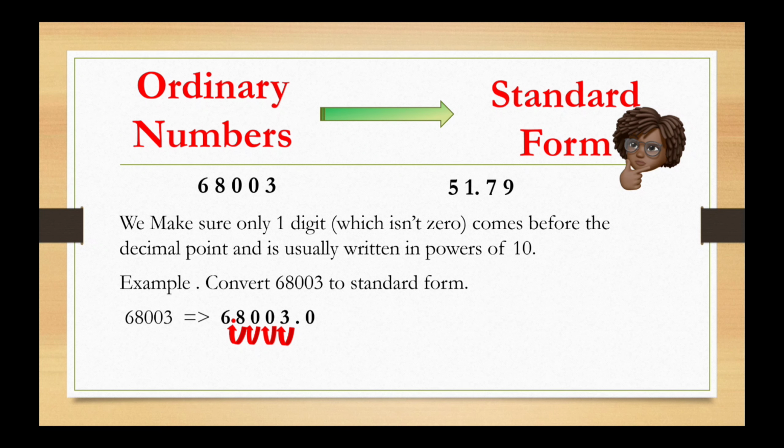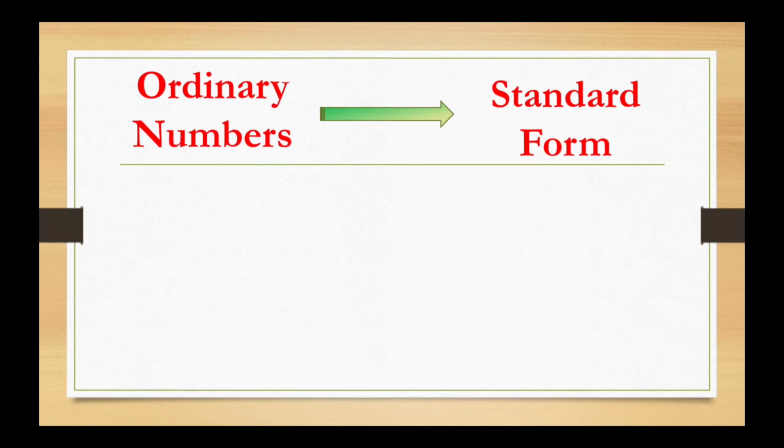Now keep in mind, as we move to the left 4 times, this 4 is going to be the power of 10. And as we're moving to the left, we have to make the power positive 4. It's actually quite opposite when you're converting to standard form. If you're moving to the left, make sure the power is positive, and if you're moving to the right, make sure the power is negative. Okay, now this brings us to our answer right over here, which would be 6.8003 times 10 to the power of 4. Okay, are you understanding so far? Give me a thumbs up. Let's move on to the next example.